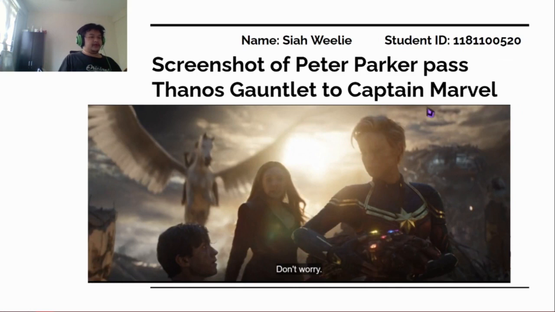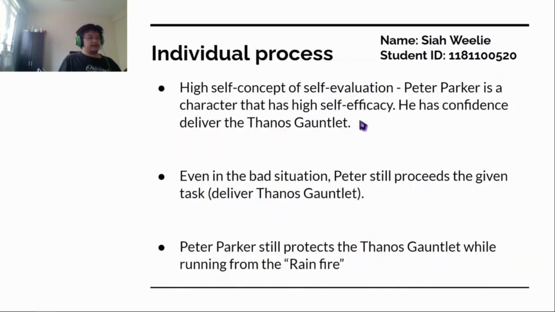And we also find out that Spider-Man has high self-concept or self-evaluation. Peter Parker is a character that has high self-efficacy. He is confident to deliver the Thanos gauntlet. Even in a bad situation, Peter still proceeds with the given task, which is delivering the Thanos gauntlet. Peter Parker is still protecting the Thanos gauntlet while running away from the rainfire.